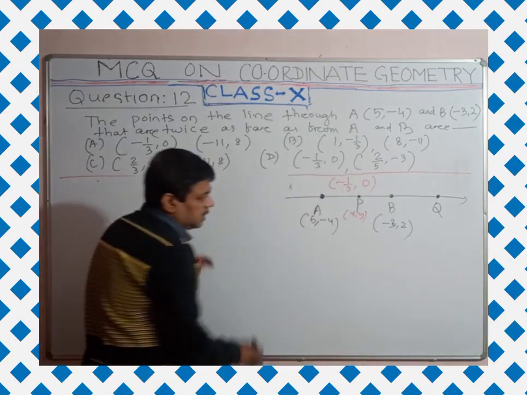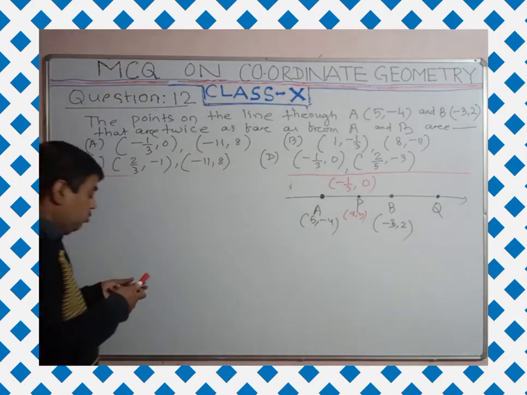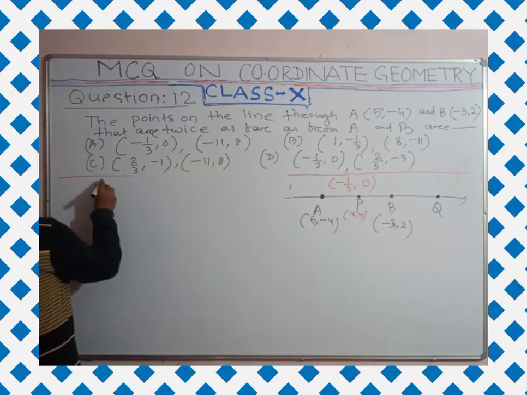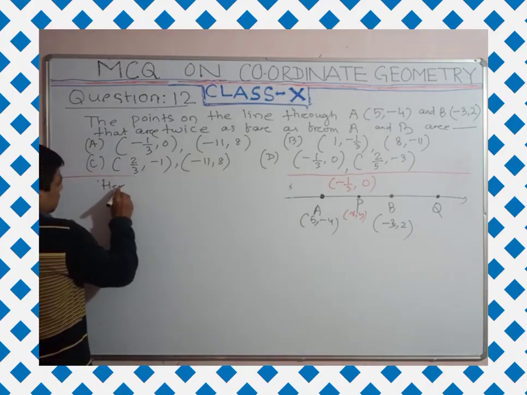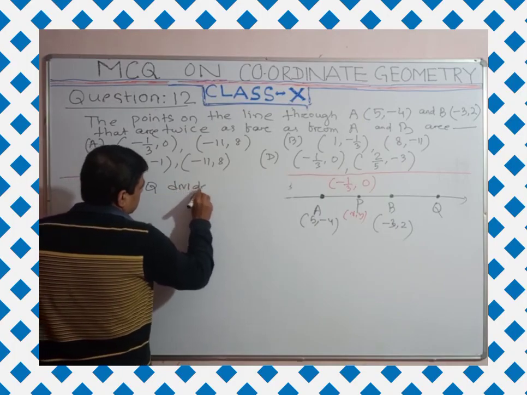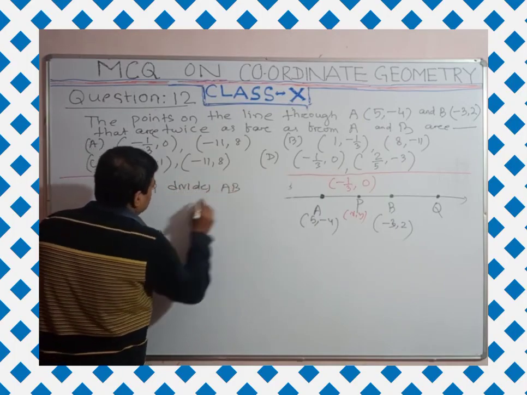So this part is clear. Okay, see the point Q. Here the point Q divides AB externally.